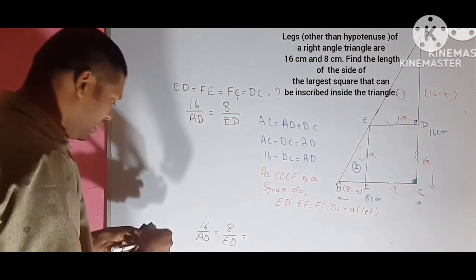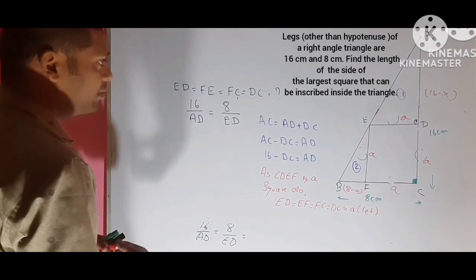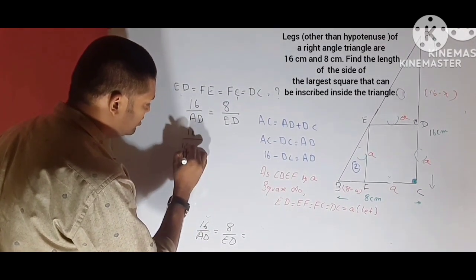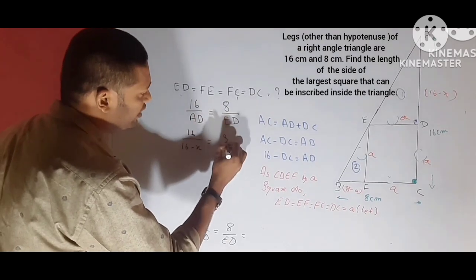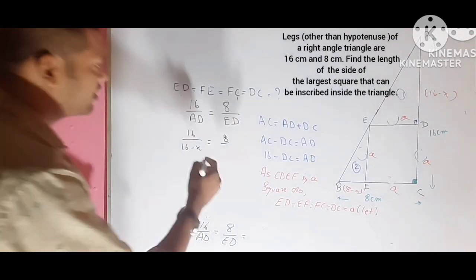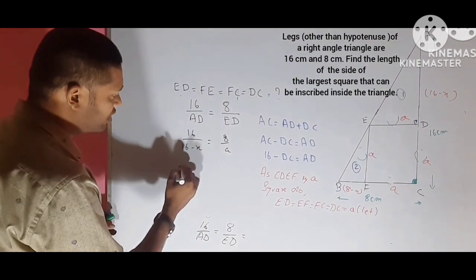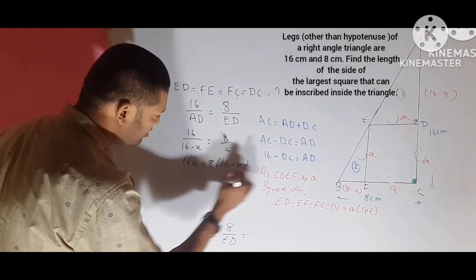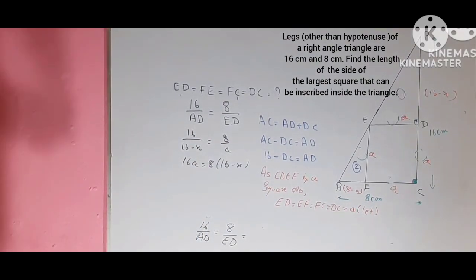Okay. So now what we need, let me see. 16 by AD, AD we are having. AD is 16 minus X. So 16 by 16 minus X is equal to 8 by ED. ED is A. Now cross multiply and get your answer. 16A is equal to 8 into (16 minus X). Solve and get your answer. That will be the side of the biggest square.